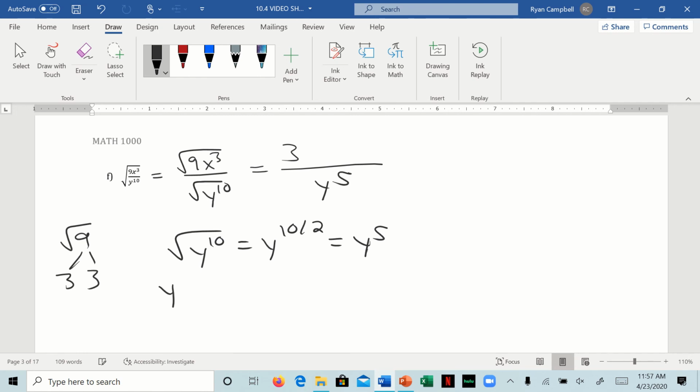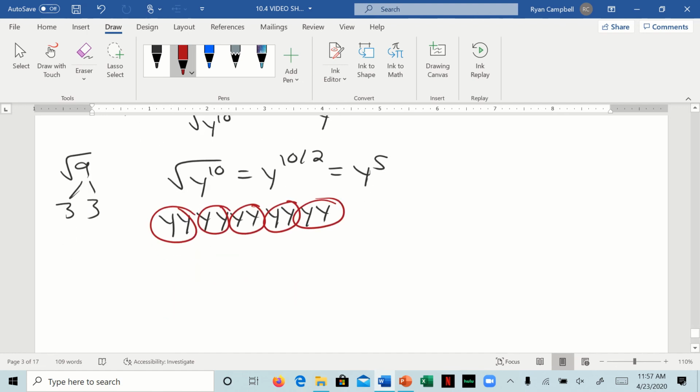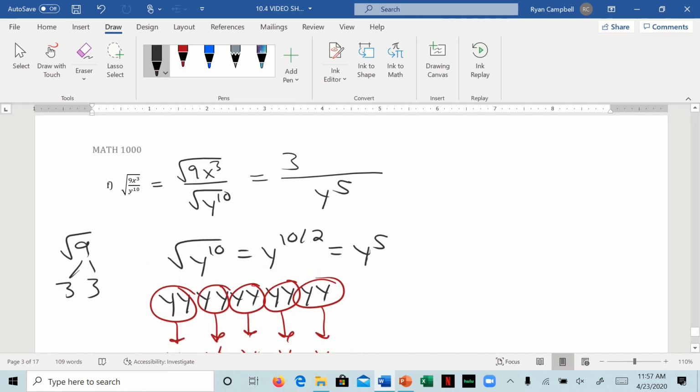And again, if you add 10 y's, 2, 3, 4, 5, 6, 7, 8, 9, 10, you would have 5 groups of 2. Right. So this one creates a y, that creates a y, y, y, y. So you just have y to the 5th on the outside. And then you get the x on the top. So we have the square root of x cubed. So that's the same as x to the 3 halves.